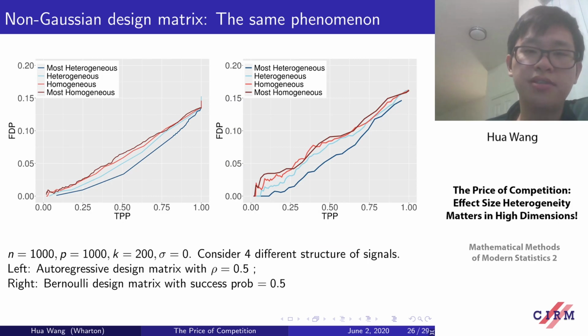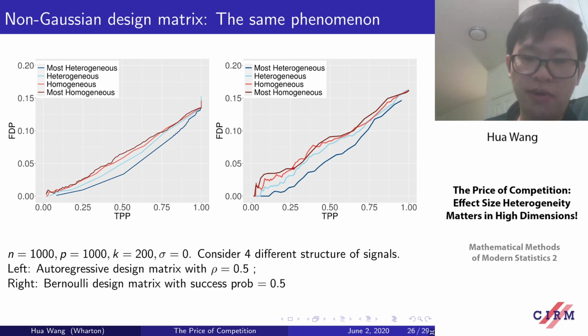Now, in the non-Gaussian design matrix, we will observe the same phenomenon. To illustrate, you can see that on the left, the design matrix is non-Gaussian, an autoregressive design matrix with rho set equal to a half. And on the right, the design is a Bernoulli design matrix with probability a half, meaning that each entry is set equal to 1 with chance half, and otherwise set equal to 0.